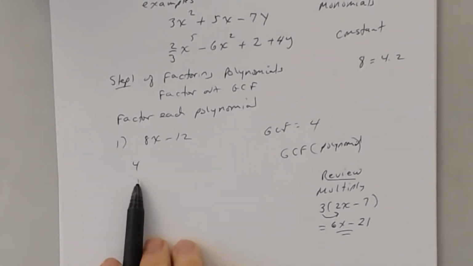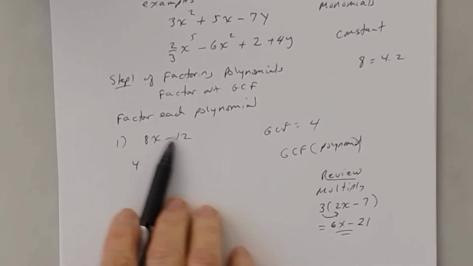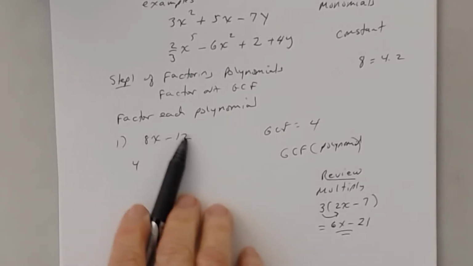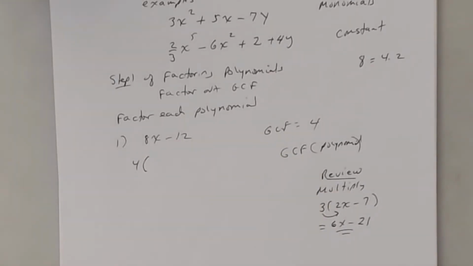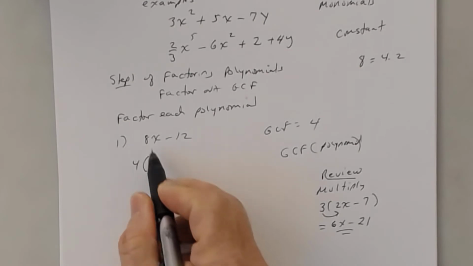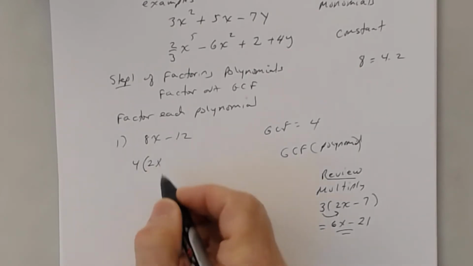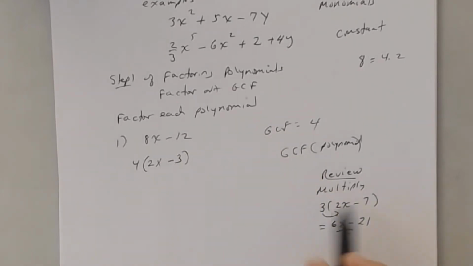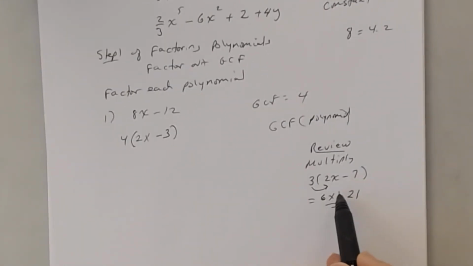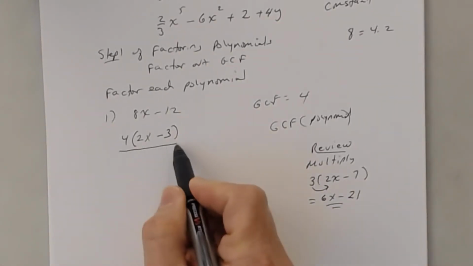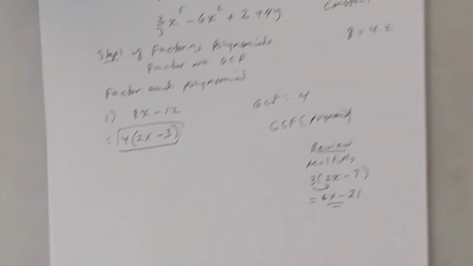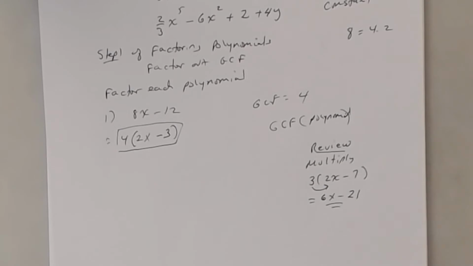Do y'all agree that when I factor out my GCF, which is what number? 4. I put that in parentheses, and I ask myself, 4 times what is 8x? 2x. 4 times what is a negative 12? Negative 3. That is the distributive property that you're using. This is your answer. So you factored 8x minus 12. You wrote it as a product of factors, didn't you?